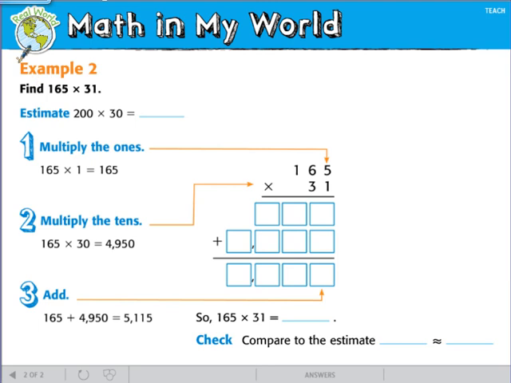Example number 2. It says find 165 times 31. The first thing they want us to do is estimate it. They gave us the numbers to estimate with. Which direction did they round? 165 they rounded which way? They rounded up. How much? 35. So they rounded up 35. 31 they rounded down 1, right? So 35 minus 1, that's 34. So we rounded up 34 places.